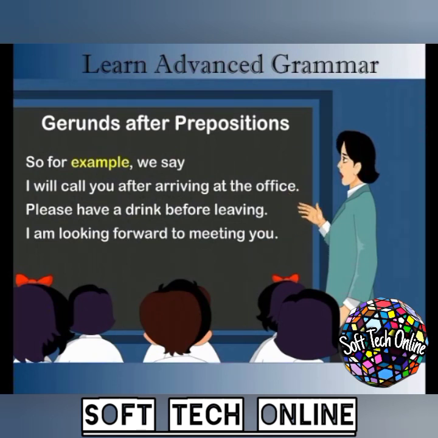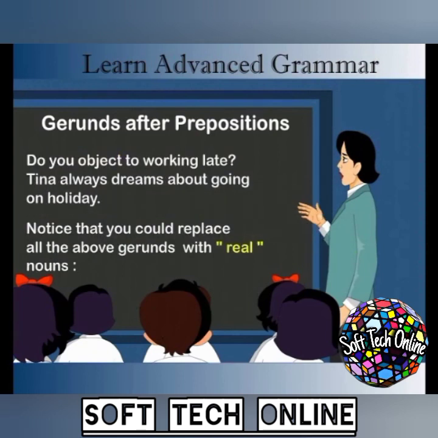Please have a drink before leaving. I am looking forward to meeting you. Do you object to working late? Tina always dreams about going on holiday. Notice that you could replace all the above gerunds with real nouns.